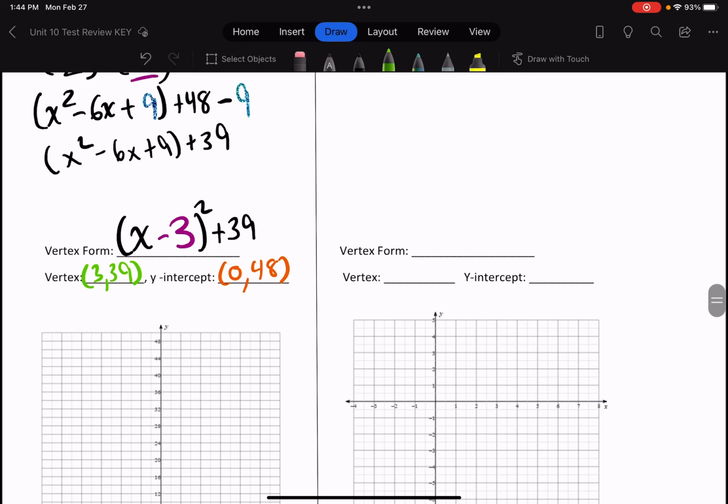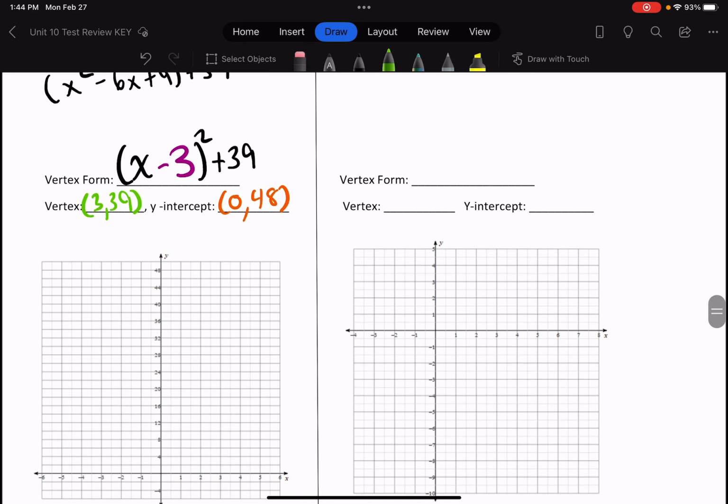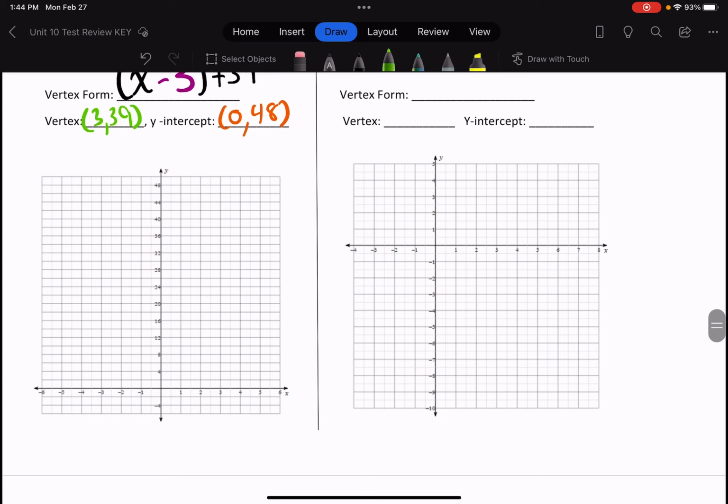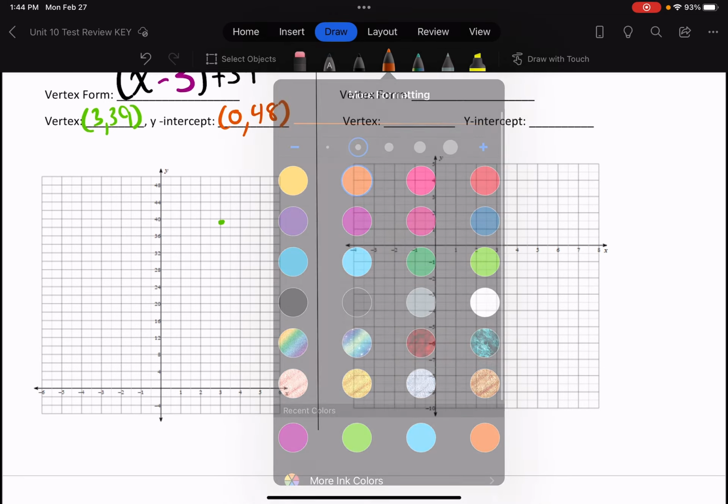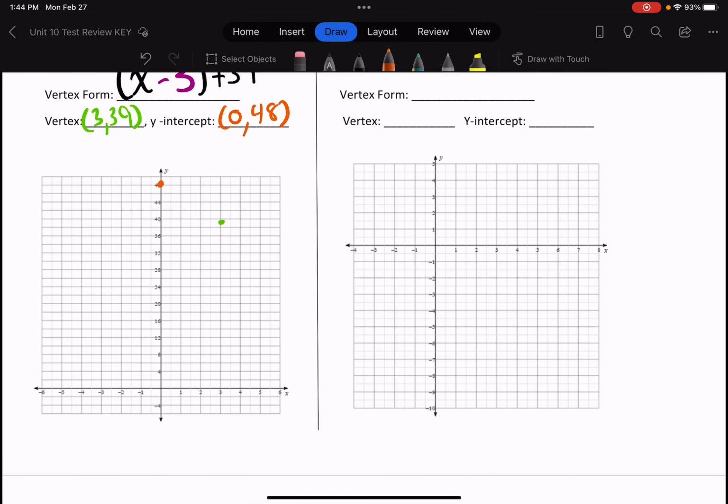Now, guys, this isn't the cleanest function to graph. So let's go ahead and look where our vertex is first. So I know the x value is 3, y value is 39, so it's going to be a little bit under the 40. Guys, if it's not perfect, that's okay. And then our y-intercept is going to be at 0, 48.